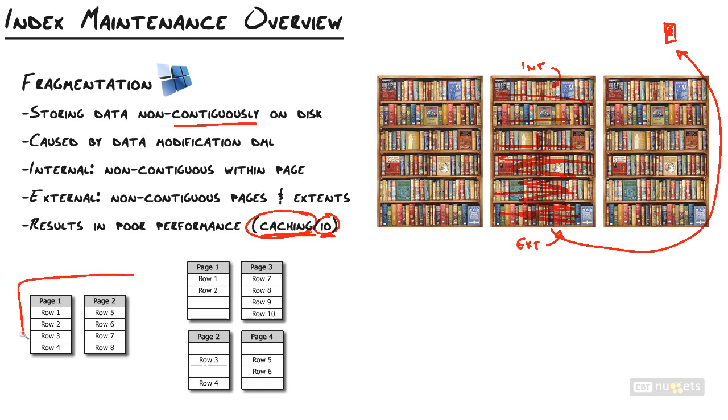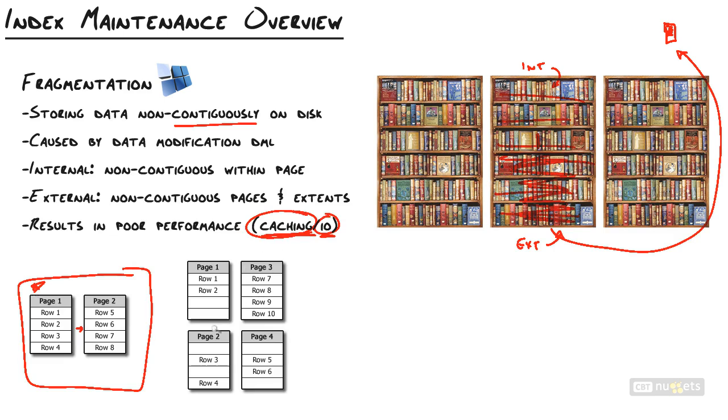So over here we have everything in order. Page 1, page 2 are sequential. Rows are all sequential across those pages. So this is ideal, right? This is what it looks like when you first create an index, or when you rebuild or reorganize an index. This is the ultimate goal. That's as best as we can get, 0% fragmentation.